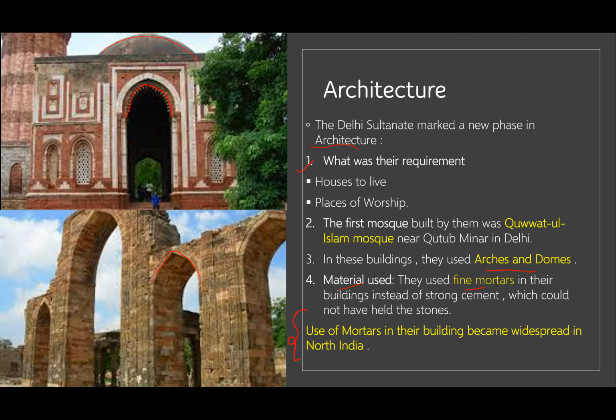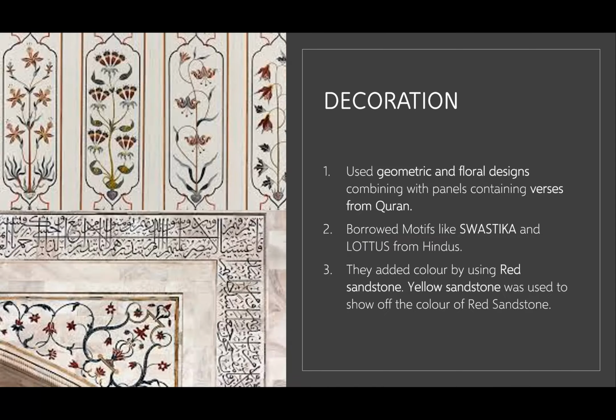So extremely important now that the Delhi Sultanate, basically their architecture was important. Why? Because their only requirement was houses to live, places to worship, and the first mosque that they built was Quwwat-ul-Islam Mosque near Qutb Minar in Delhi, and the most prominent feature was their arches and their domes. Right? The material that they used was fine mortar. They did not use the strong cement because this would not hold their stones. So the use of mortar now became very important in North India.